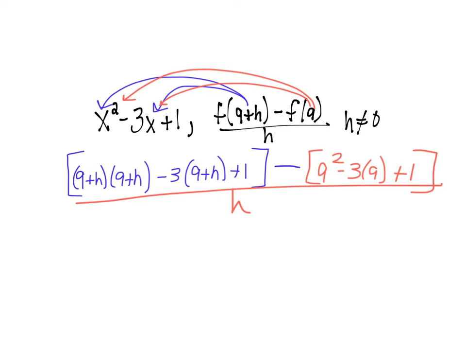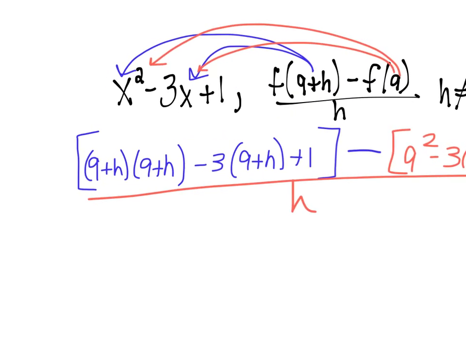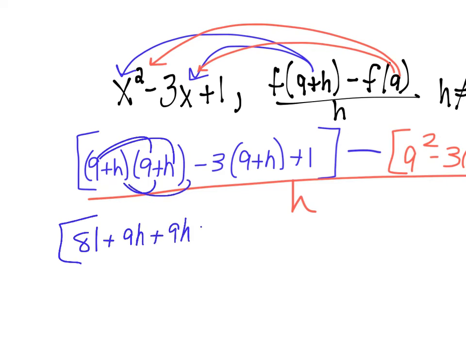Okay, so let's go through and simplify. If I FOIL this out, what's 9 times 9? 81. What's 9 times h? 9h. What's h times 9? 9h. And then what's h times h? h squared. What's negative 3 times 9? Negative 27. What's negative 3 times h? Negative 3h. And then I have plus 1.